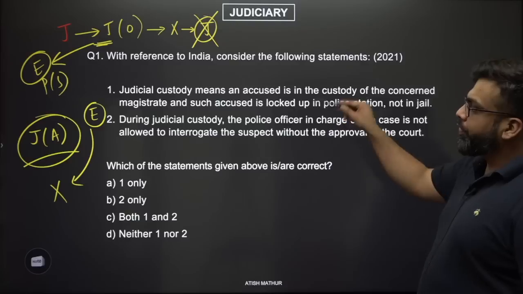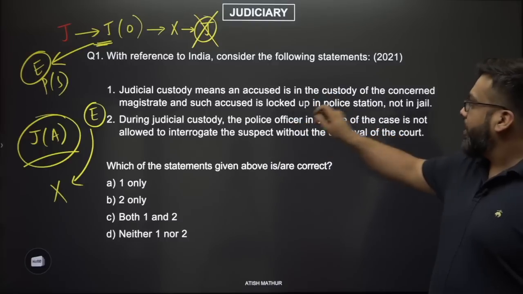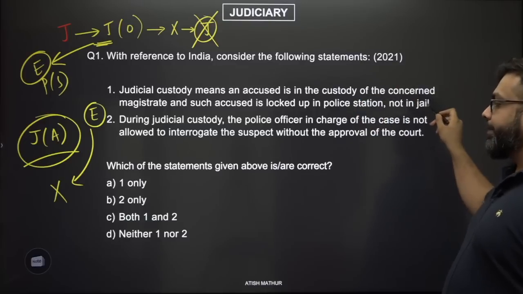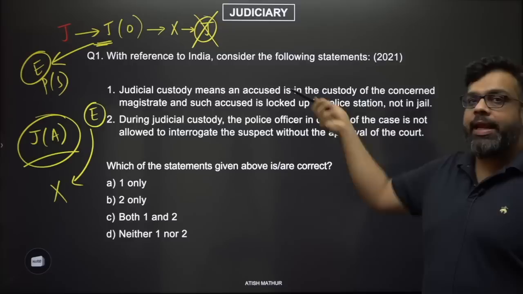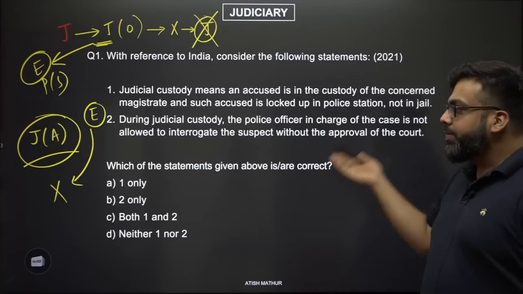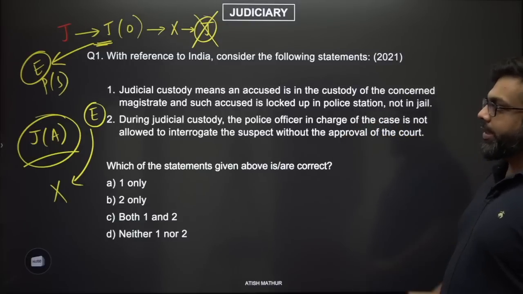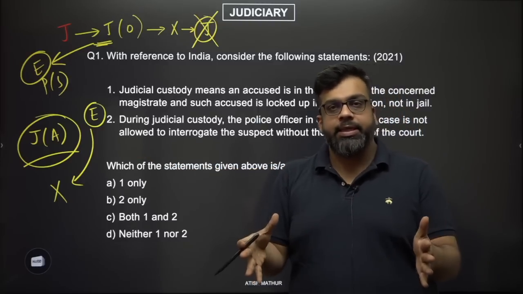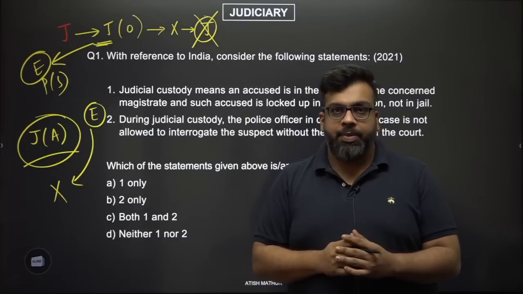If you see, both of these statements tend to have a little bit of a contradiction. If you were locked up in police station, right, and not in jail, and the police officer is not allowed to interrogate you while you're in the police station, which is under the supervision of the police officer, how will you exactly execute this, right? So the second option seems correct, because here the judicial custody is still under the management of the judiciary and the executive is stopped from interfering beyond a point and without prior approval.